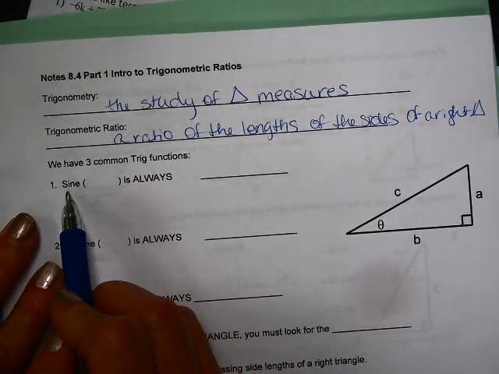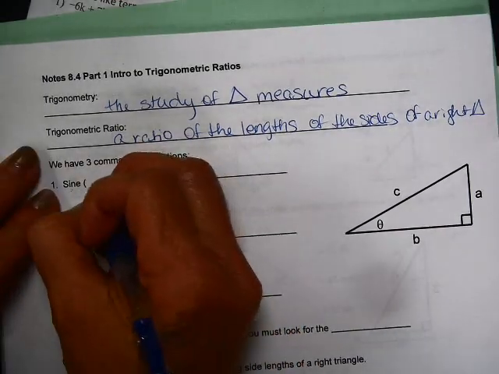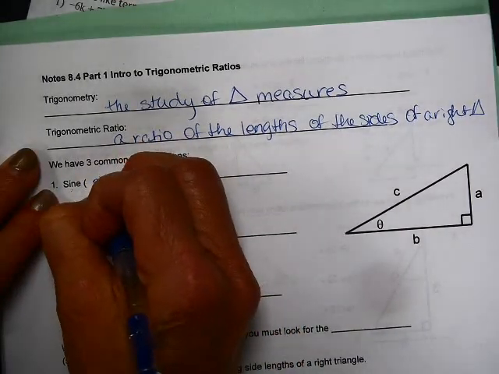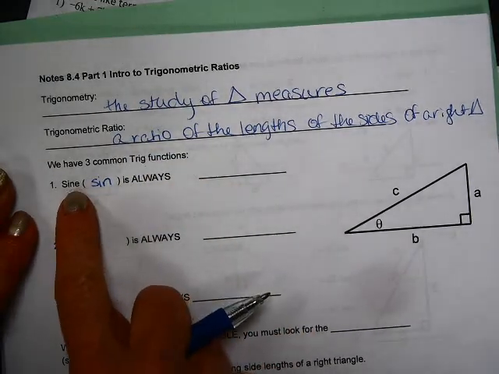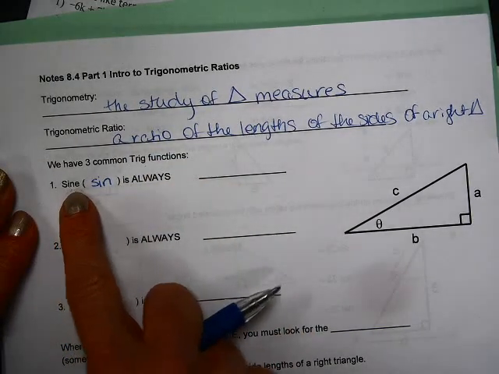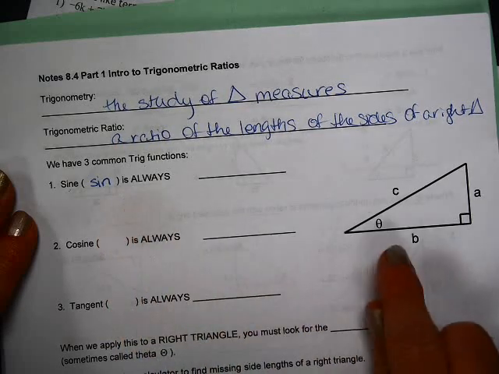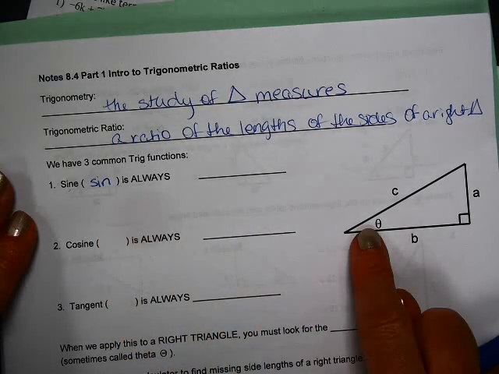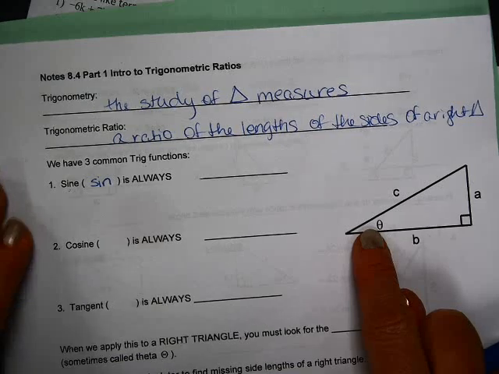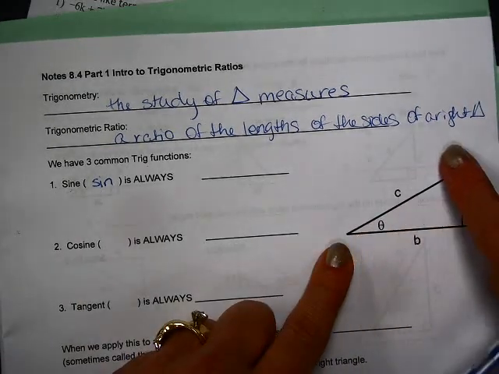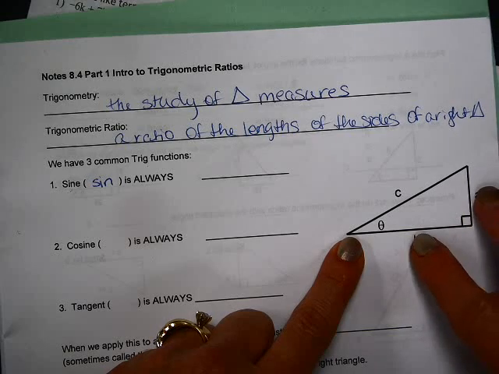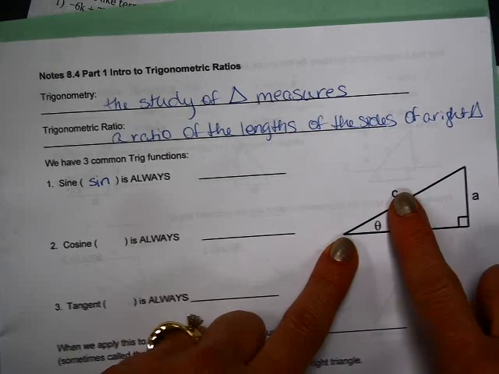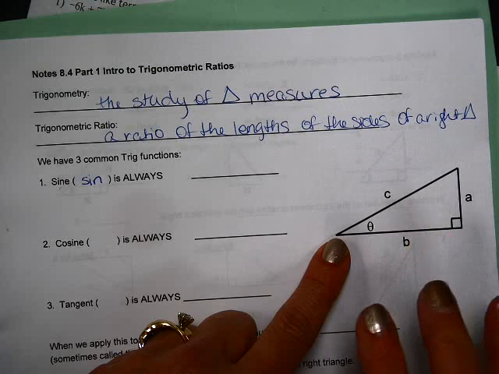Now, there are three common trig functions that we use. And this is going to sound kind of weird, but the first one is called a sine. We use the abbreviation SIN, but please don't call it a sin because we're not in church. And a sine ratio is always a representation of a side opposite an angle to the hypotenuse.